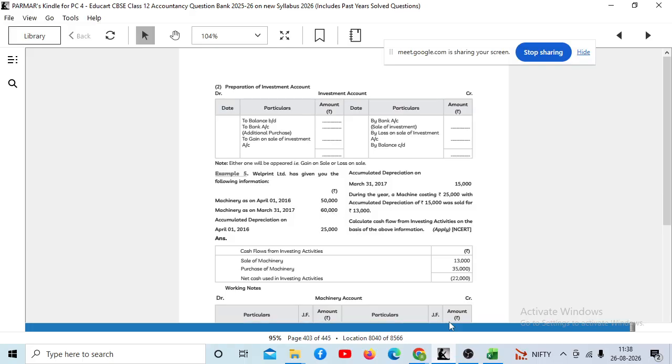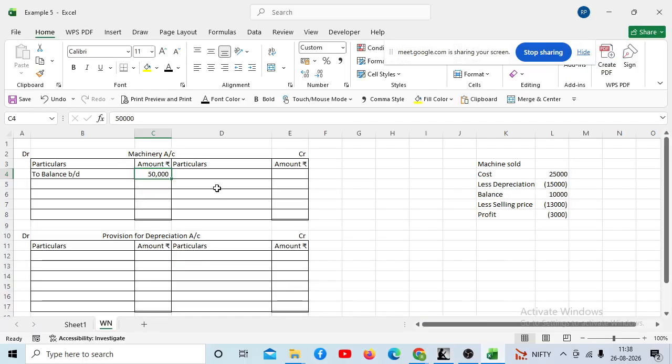So where will we write the closing balance here? Closing balance we have to write down. Closing balance will always be on the credit side. So what is the closing balance? 60,000. Okay. Any doubt?